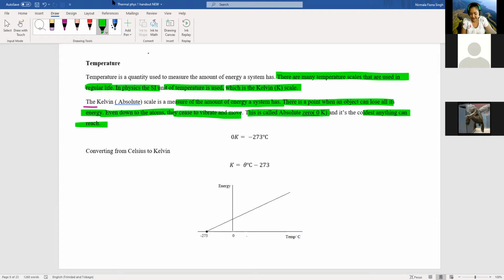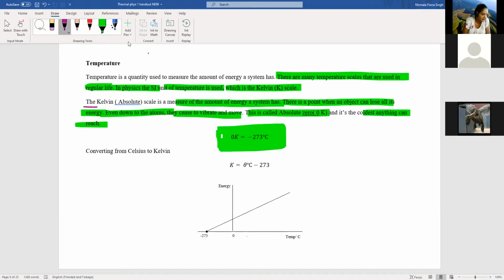So 0 Kelvin is the coldest anything could possibly reach. There is a limit to how cold something can get. There's no such thing as minus a million degrees Celsius. They worked it out by mathematics, because they didn't have the equipment back then to get to 0 Kelvin. Up to now, we can't get to 0 Kelvin. But they did work out the maths and realized that the coldest something could possibly get, which is 0 Kelvin, is minus 273 degrees.